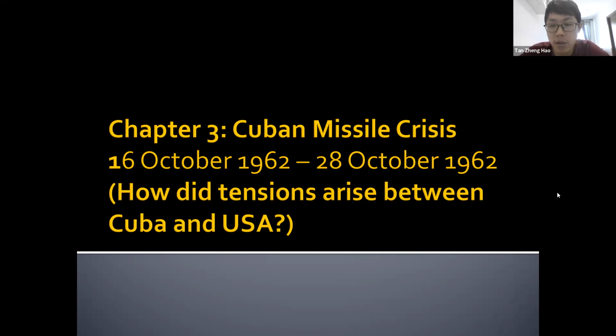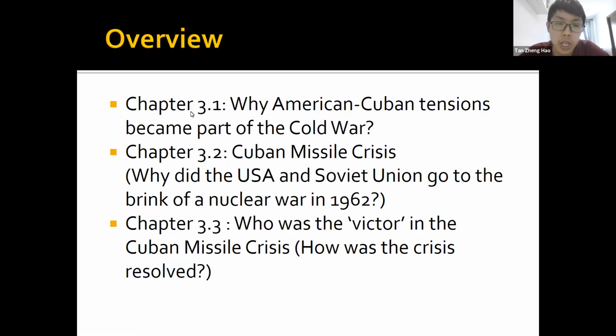This is a rather big chapter, so I'm going to divide it into 3 big parts. In the first part, we're going to explore why there was a lot of tension between America and Cuba. Number 2, we look more specifically at how the crisis happened and what caused it. And number 3, we focus on the impact: who was the victor in the Cuban Missile Crisis, as well as how the crisis was resolved.